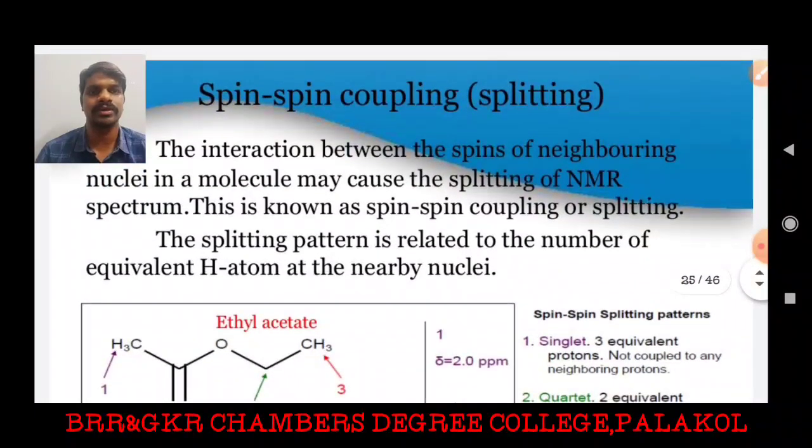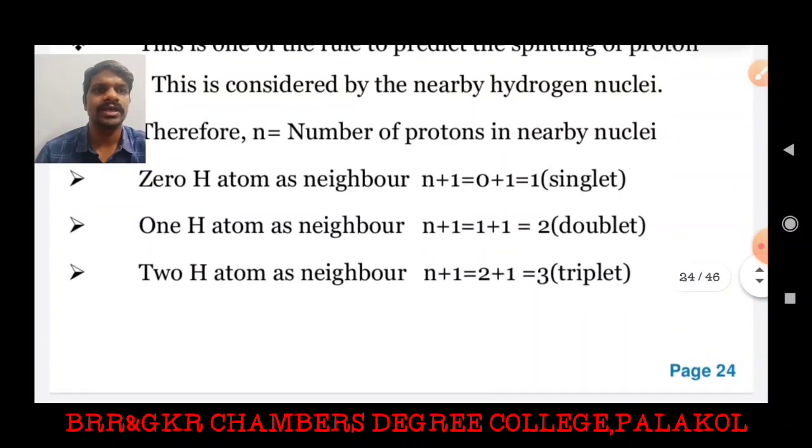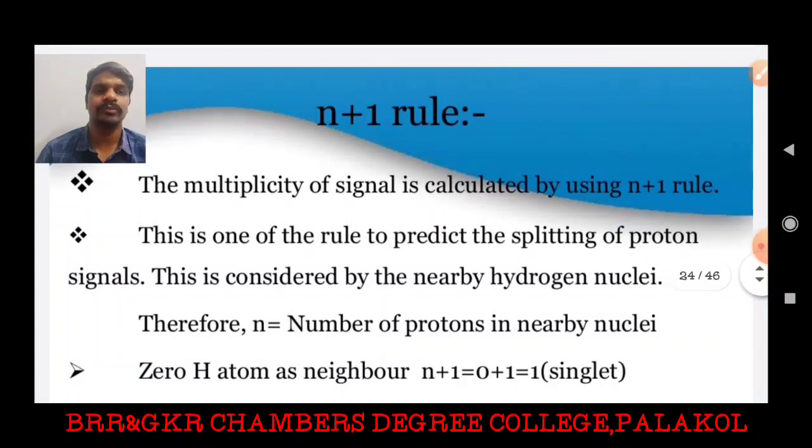Spin-spin interaction is the interaction between the spins of neighboring nuclei in a molecule, which may cause the splitting of the NMR spectrum. This is known as spin-spin coupling or spin-spin splitting. The splitting pattern is related to the number of equivalent hydrogen atoms at the neighboring atom. It is simply represented as the n plus 1 rule. The multiplicity of the signal is calculated by using the n plus 1 rule.